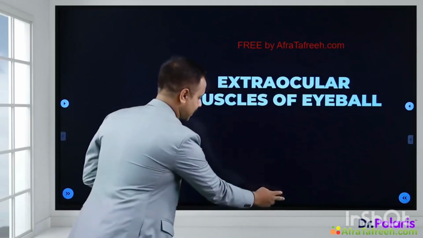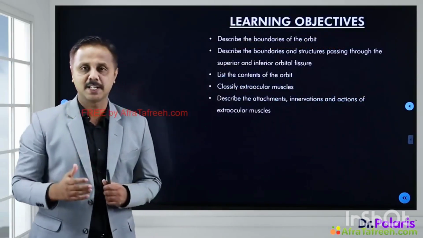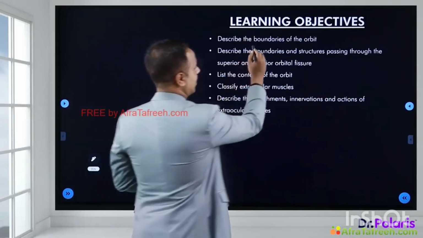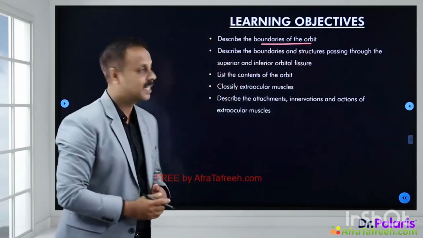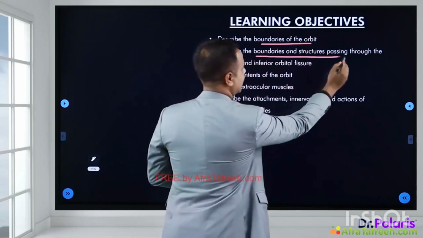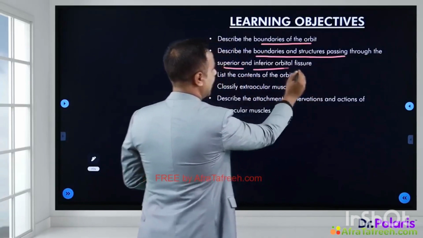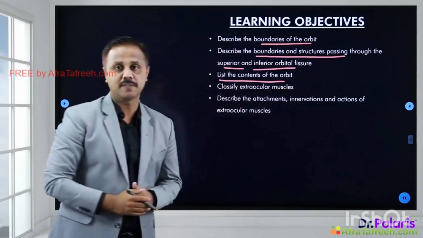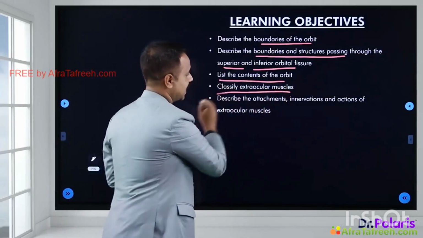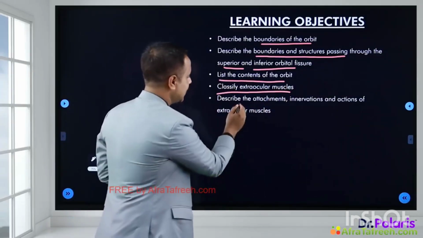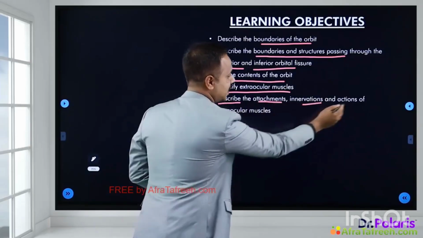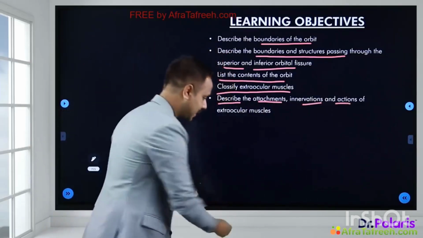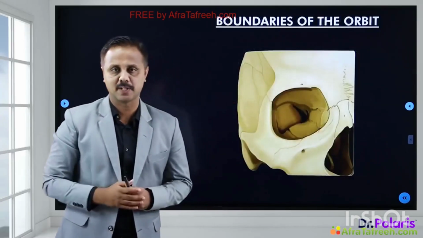The learning objectives for this session are: before we get into the extraocular muscles, you should be able to describe what are the boundaries of the orbit. Then, describe the boundaries and structures passing through the superior and inferior orbital fissure. List the contents of the orbit. Classify extraocular muscles and then describe the attachment, innervation and actions of these extraocular muscles. Let's begin with identifying the boundaries of the orbit.